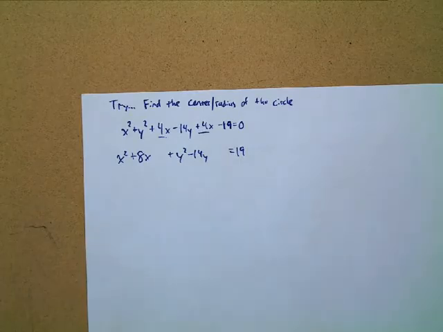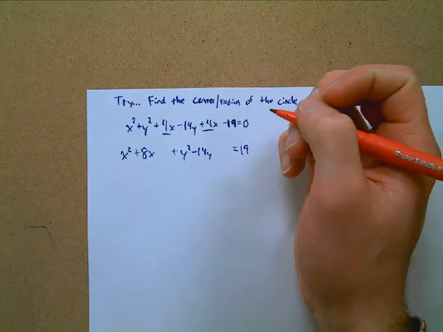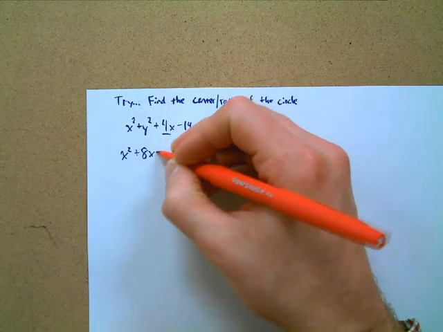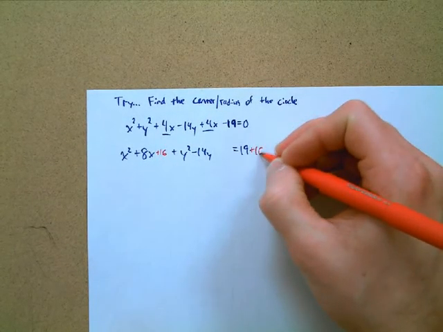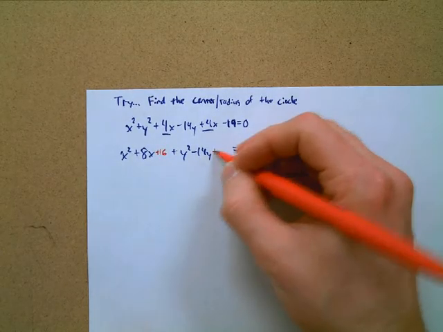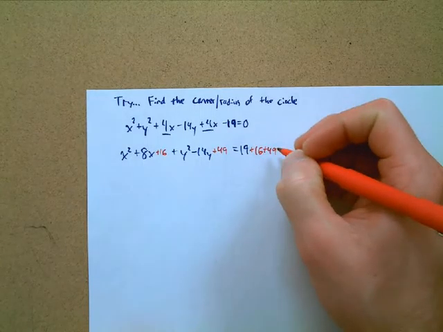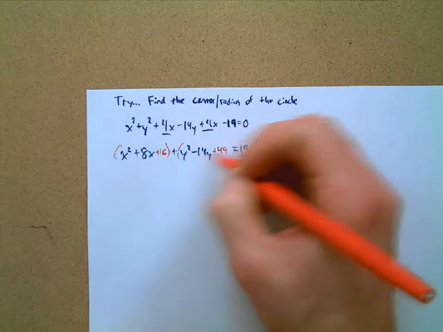Yep. Whoops, not equals, my goodness. Plus, okay, what does this factor to be? Yeah, y minus 7 squared. And then 19 plus 16 plus 49 is 84. So our center, Raphael, is negative 4, 7.